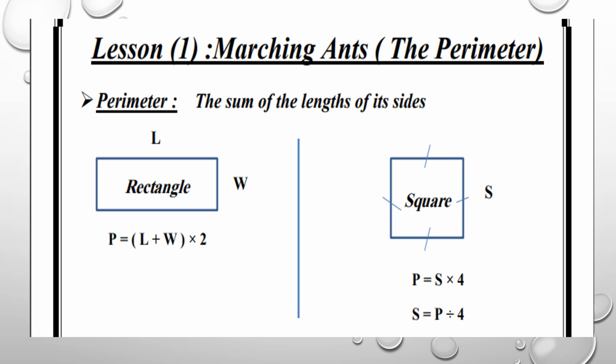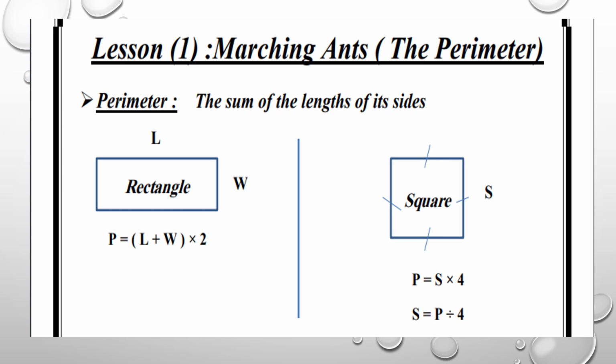So to get the perimeter of this rectangle, we have to add all the lengths together and all the widths together. Or we can use a rule instead of it: between brackets, length plus width, and the result I will multiply by 2.